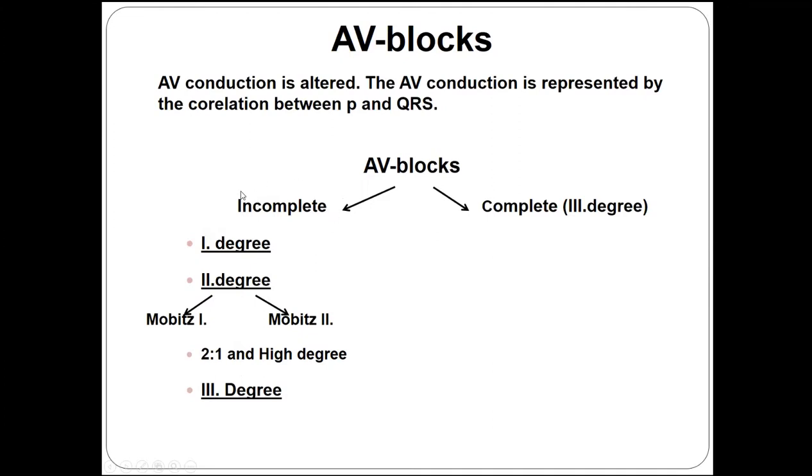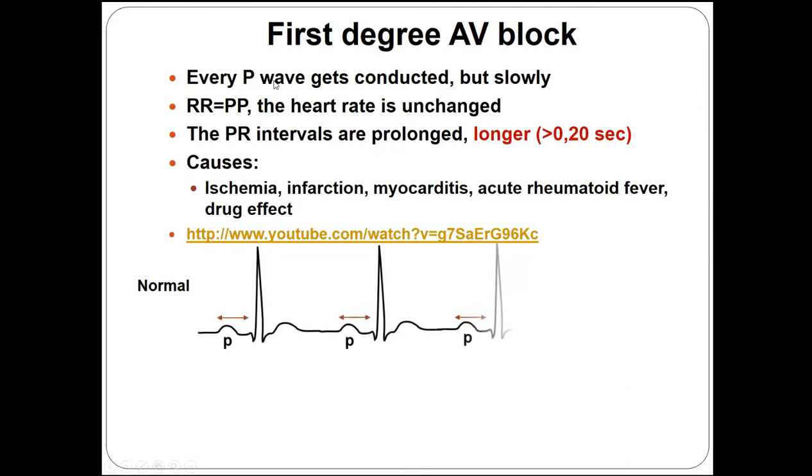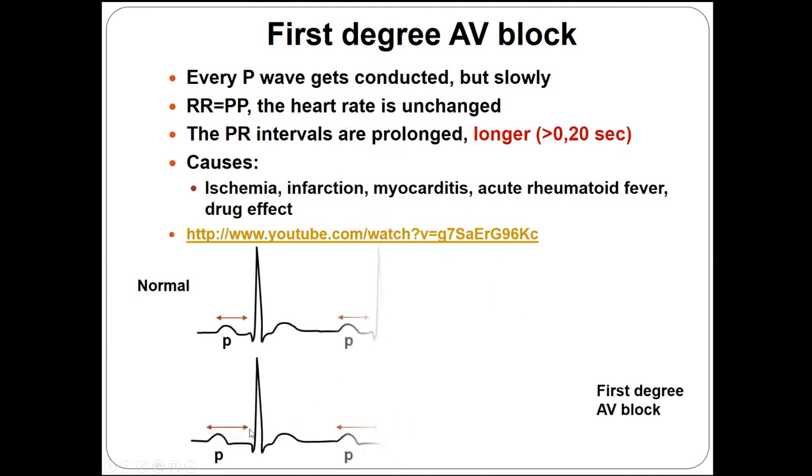AV blocks: incomplete, when we have second degree and high degree, and the third degree is a complete one. Let's start with the first degree one. What does first degree mean? The first degree means that we do have every P followed by a QRS complex, but the PR interval is longer.